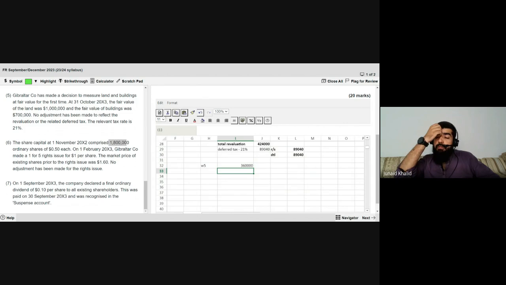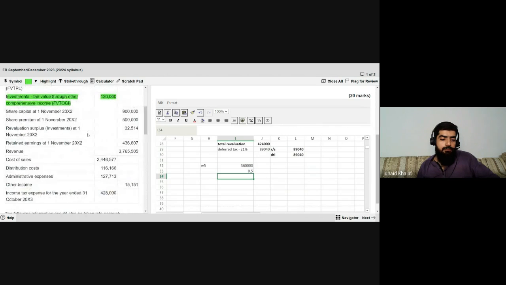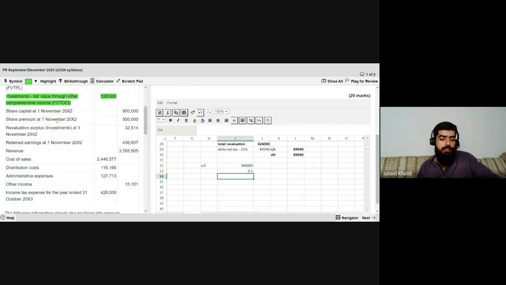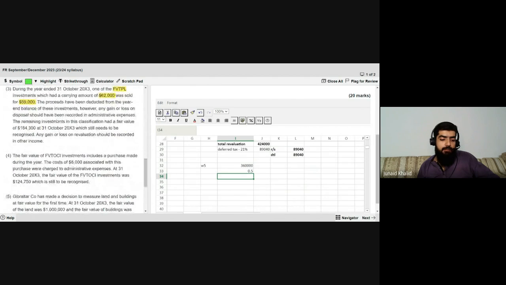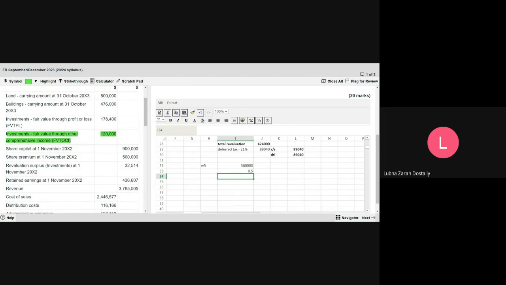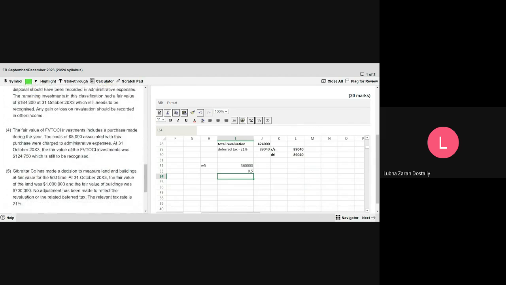Now we need to calculate the value. In order to calculate the value, let's look at the par value. The par value is 0.50. The accounting year ends on 31st October, and if we look at the par value, that is 0.50, Working 6, Note 6.